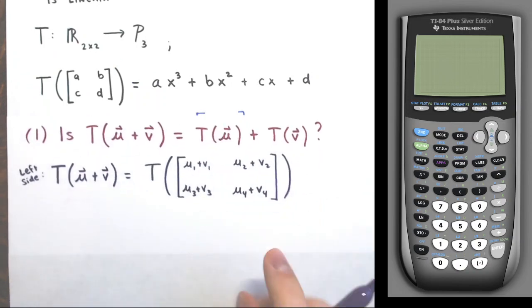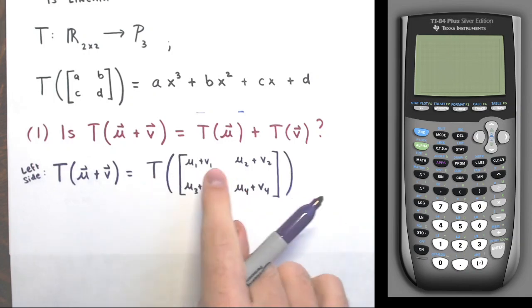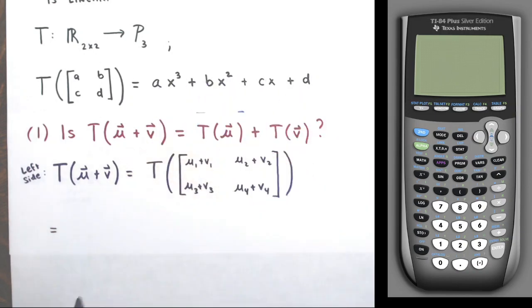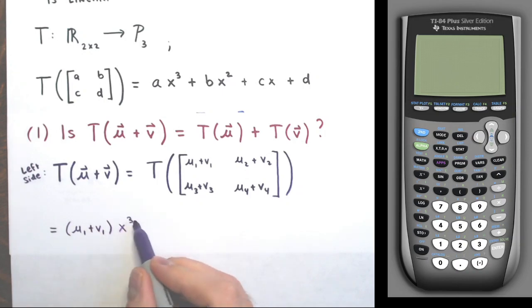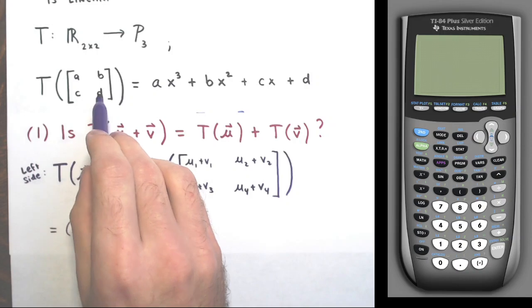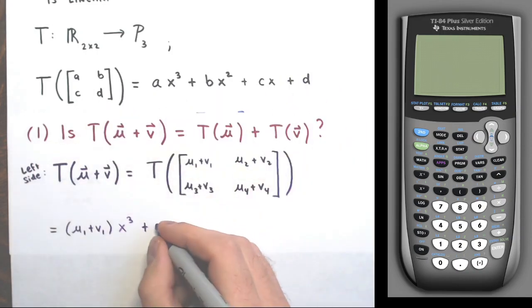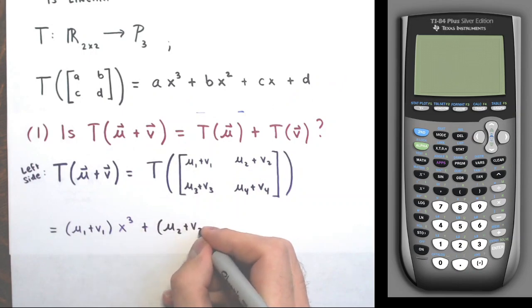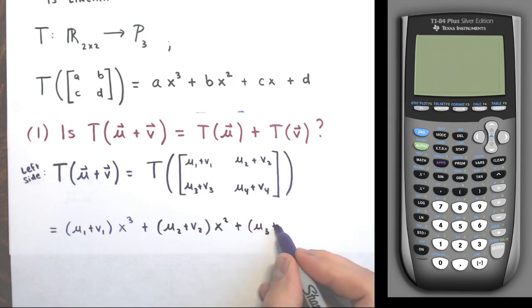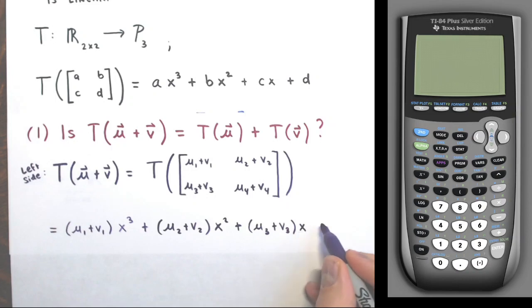And then I apply transformation T to this matrix. What I'm getting here is, again, all of these entries become the coefficients of some polynomial of degree 3 or less. So I have u1 plus v1 times x cubed, replacing a with u1 plus v1, b with u2 plus v2, c with u3 plus v3, and d with u4 plus v4. So plus u2 plus v2, replacing b, in parentheses times x squared, plus u3 plus v3, replacing c, times x, plus, and if you want to put parentheses around this you can, u4 plus v4 replacing the d. Okay, wonderful.